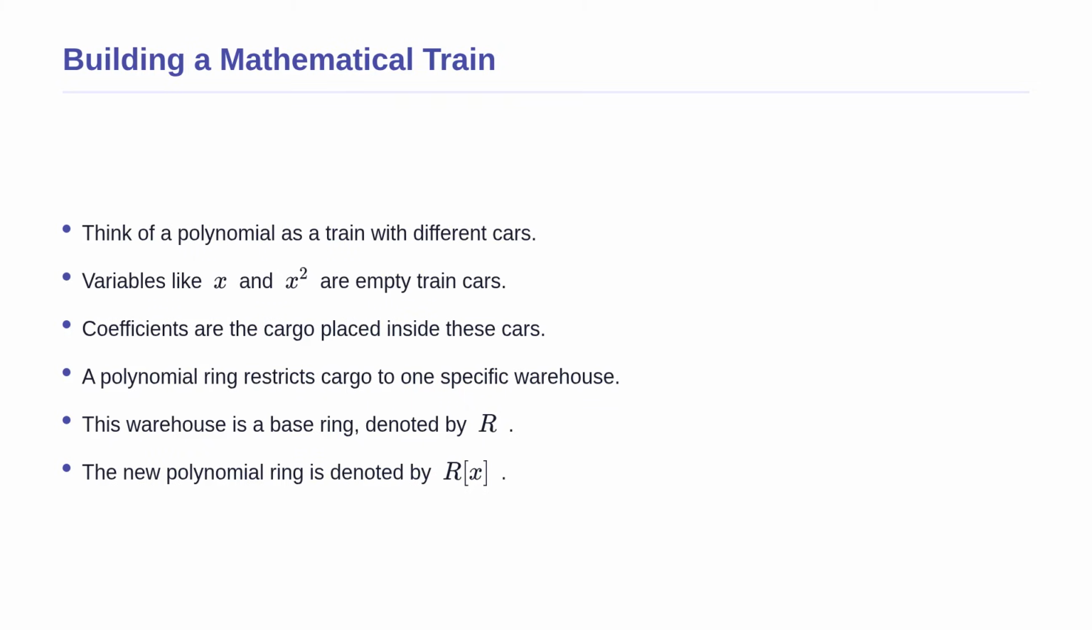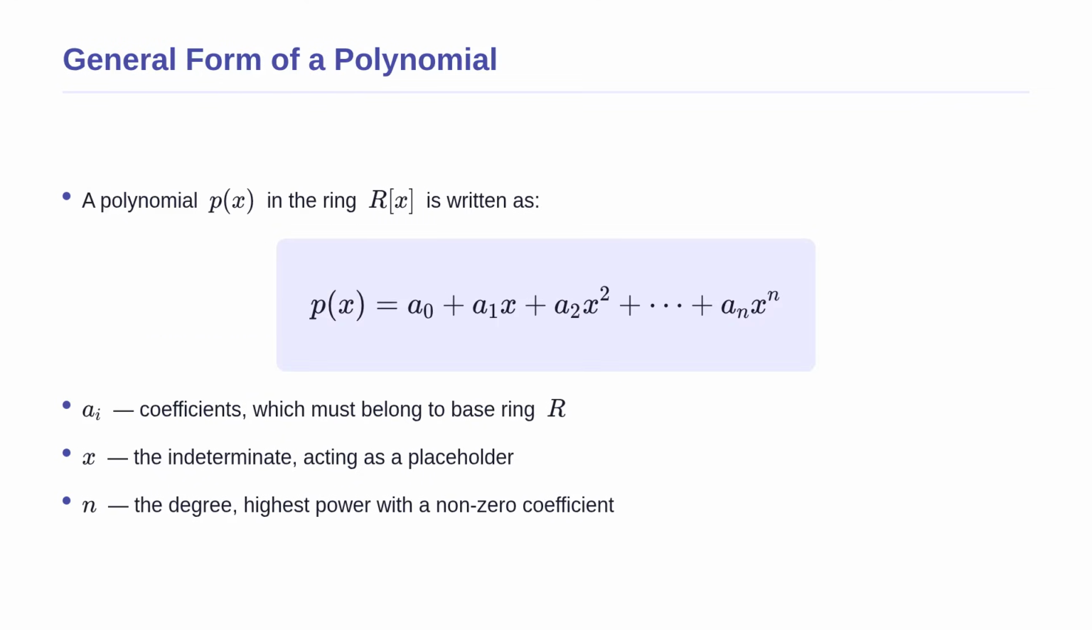We call the starting warehouse the base ring R, and the new universe of polynomials is denoted as R bracket x. Let us look at how we write this formally. This formula represents the entire polynomial expression. The symbols a0, a1 up to an are the coefficients.